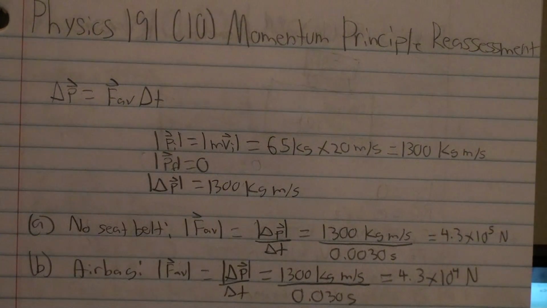So for the case in part A with no seatbelt, F average is equal to change in p divided by change in time. And after plugging the values in for that, I get 4.3 times 10 to the 5th newtons. And then in case B with the airbag, I get F average is equal to the change in p divided by the change in time. And plugging my values in for that, I get 4.3 times 10 to the 4th newtons.